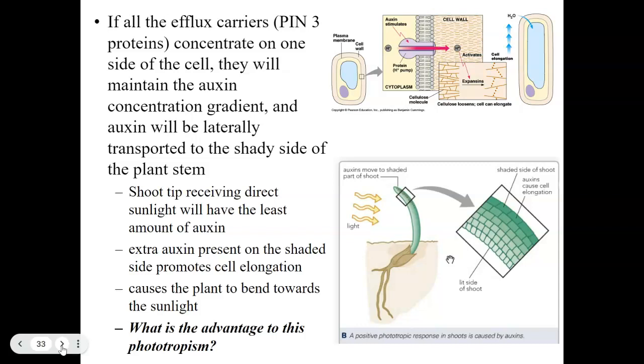This is important because, remember, we have light coming in, stimulating our phototropins. They go through a shape change, and that is what's going to lead to auxin being transported from cell to cell to cell. This is going to be a lateral transport. Auxin is going to be transported from the sunny side of the stem to the shady side of the stem.